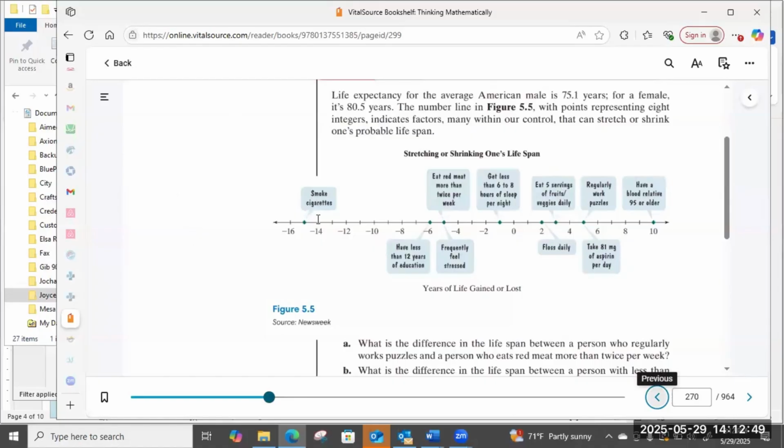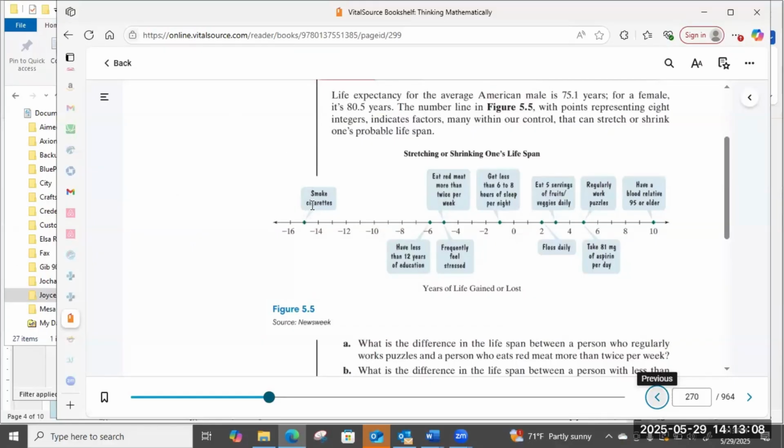What do we have on this graph? We've got a number line. So here's 0. Over here, we've got our negative numbers, and over here, our positive numbers. And then we have some points that are labeled. And what these are representing is the years of life gained or lost by particular habits.